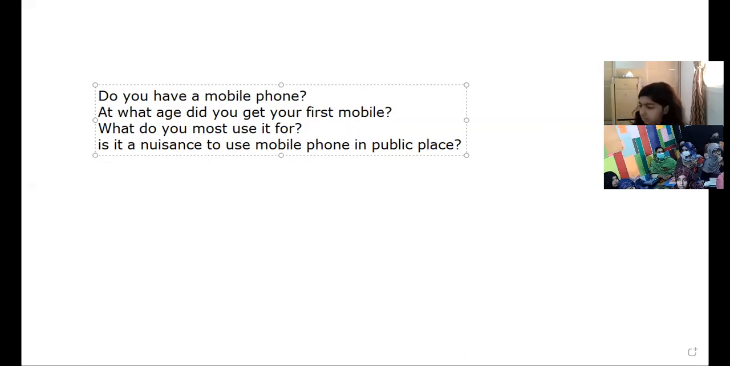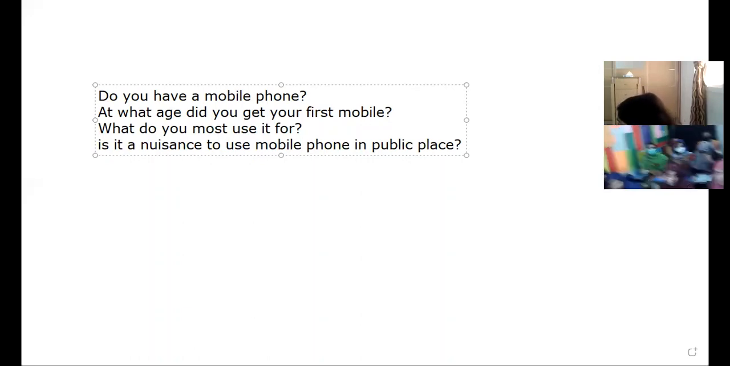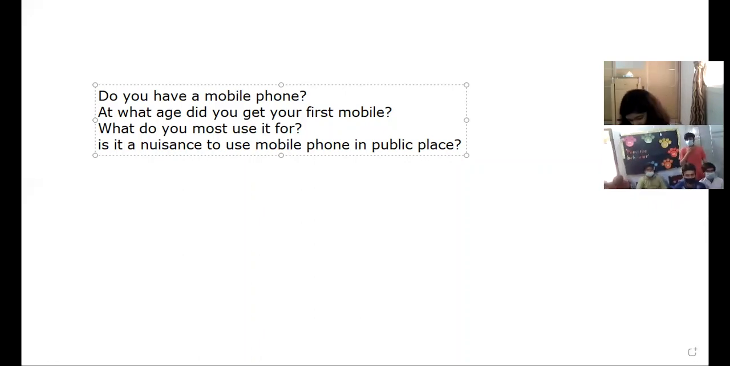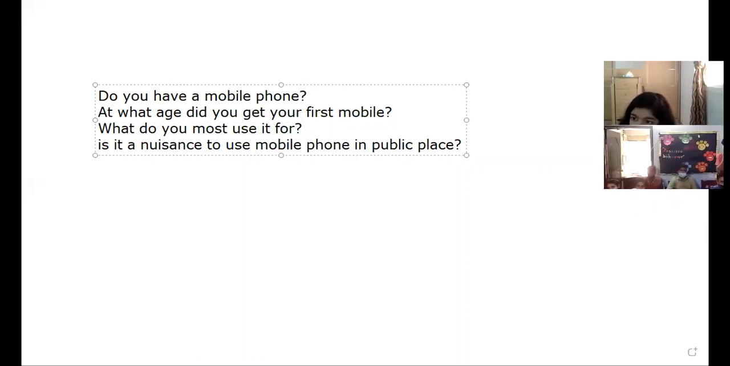So kind of you. So now it's your turn to start. Come on, go ahead. You can stand up. Girls, can I have a volunteer to stand up? Come on, go ahead. Yes, I have a mobile phone, and that is Vivo Y21, and I got it at the age of 11 to 12, and I use it for many purposes.